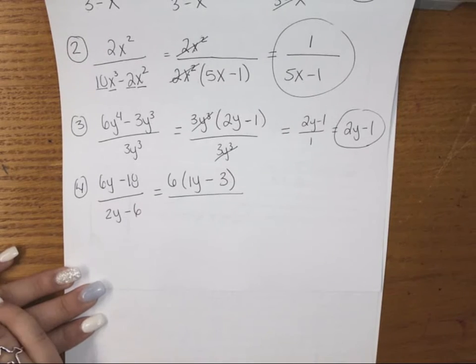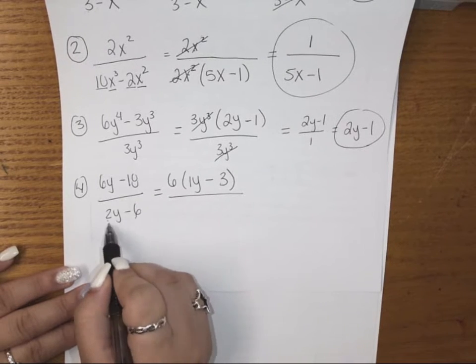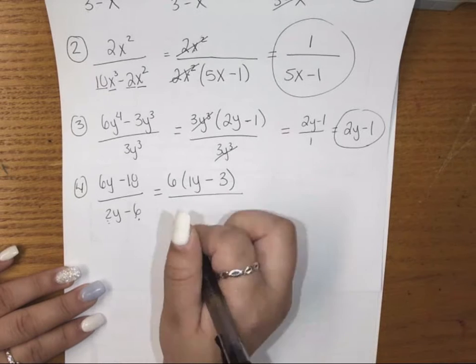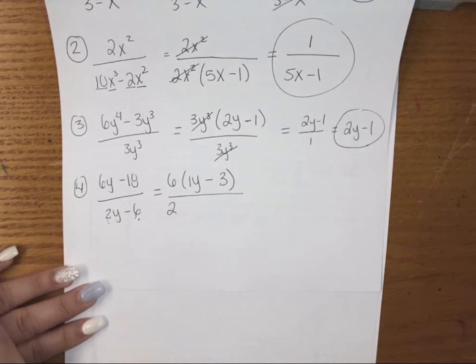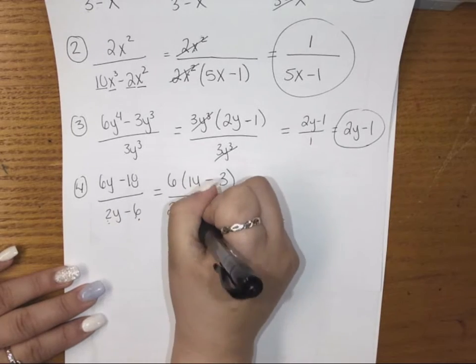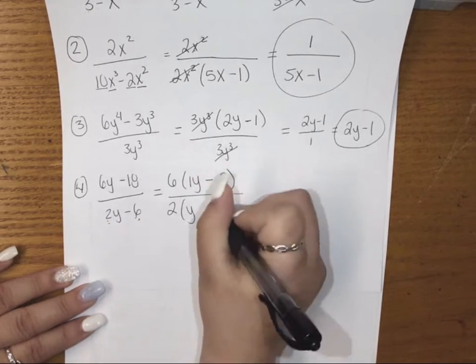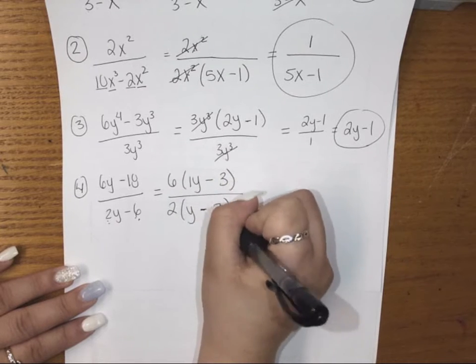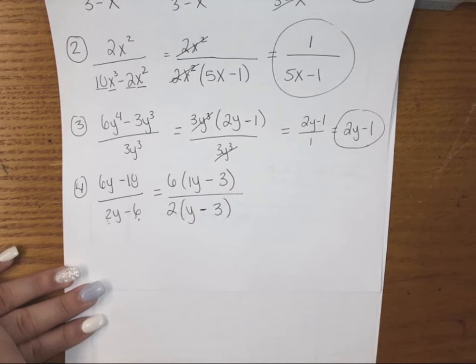Now we look at the bottom. The bottom also has something in common. 2 and 6 are both divisible by 2, so they both factor in. The greatest common factor is 2. So when we factor out 2 from here, we're only left with y. 2 times one number will give us back 6, so we're left with minus 3.